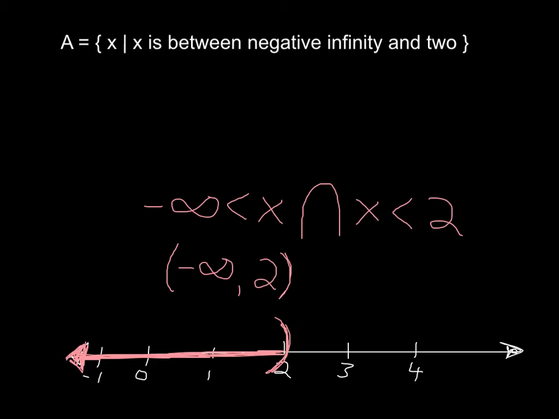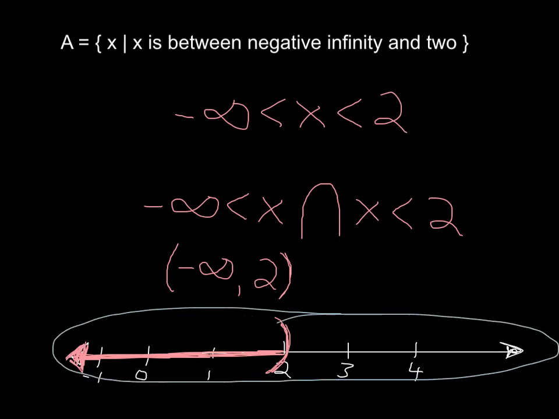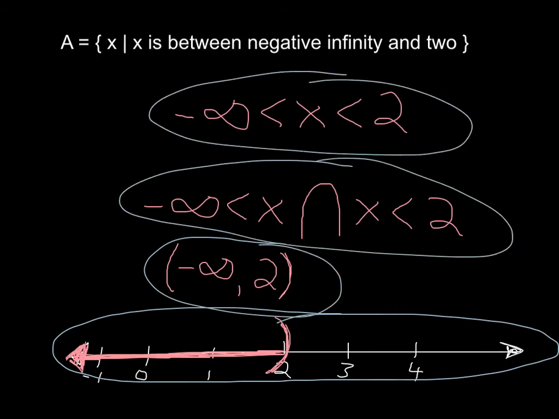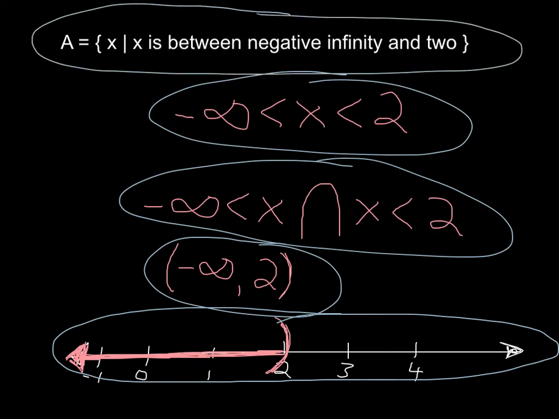Can we combine that into a single compound inequality? Well, we know that x is greater than -infinity, and we also know it's less than 2. So if we combine these into one, we can write it as x is greater than -infinity, and x is also less than 2. And just like that, we have all 5. Our number line, interval notation, union intersection, compound inequality, and set notation.